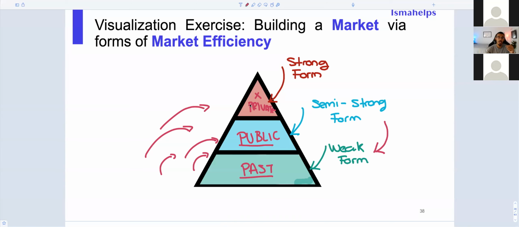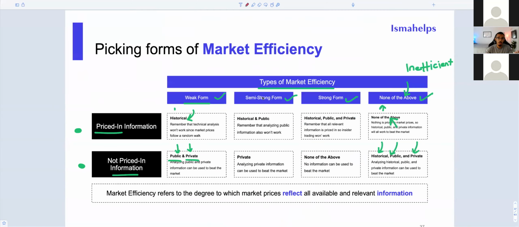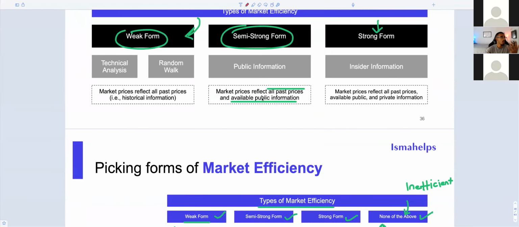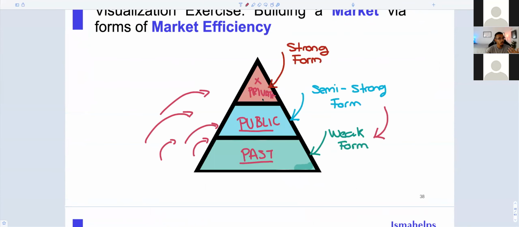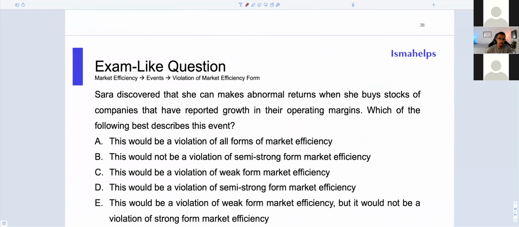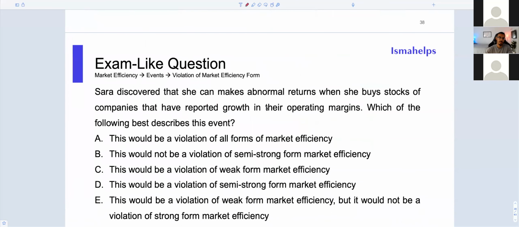And for market efficiency, I would recommend having these 3 slides at your disposal, because depending on what type of student you are, either more visual or more written, they should really work for you. So I hope that helps. And with that, we can jump into some classic market efficiency questions.